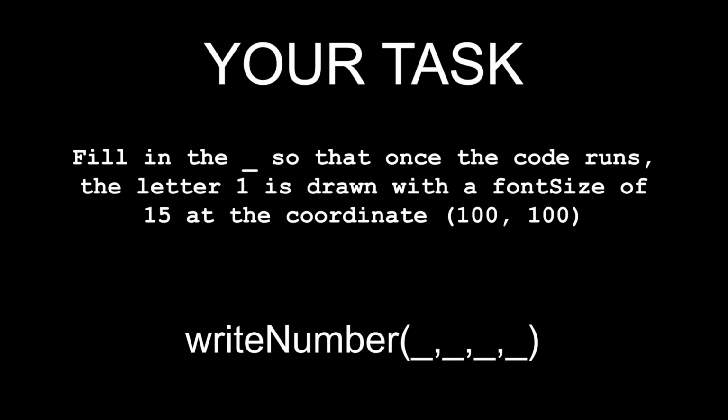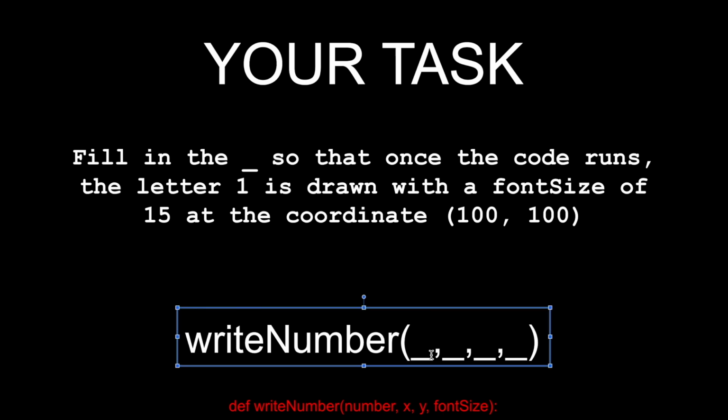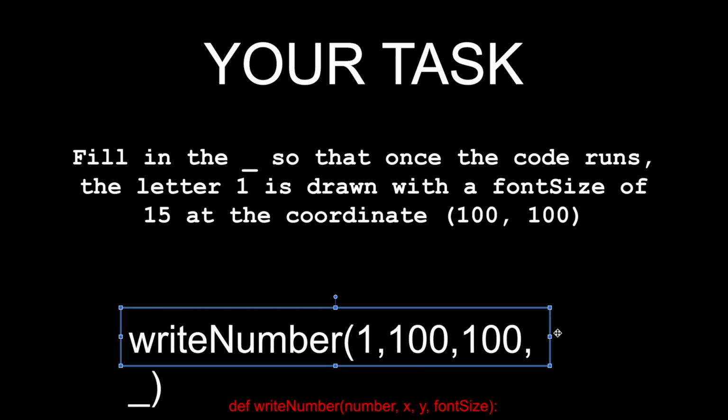Alright, so let's look back at the header of write_number. We're passing in the number we want, X position, Y position, and font size. So what would happen is we would write the number 1, and we want it at the coordinate 100, 100. And then it would be a font size of 15.